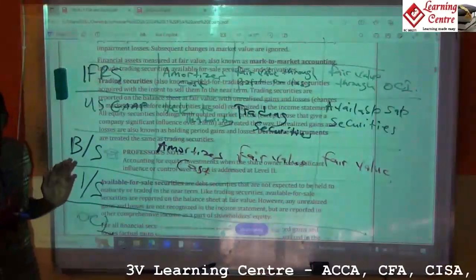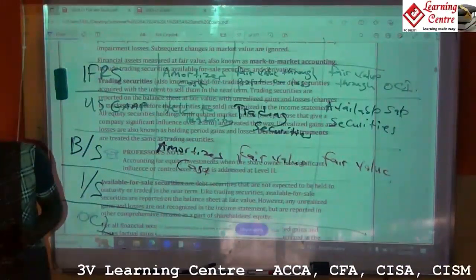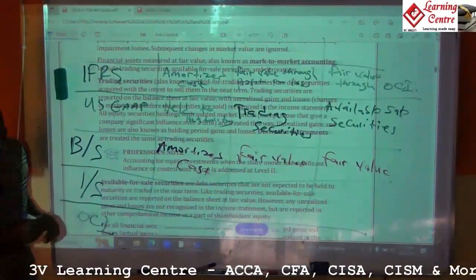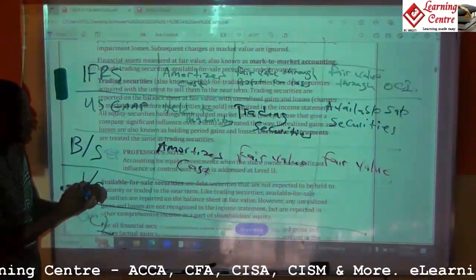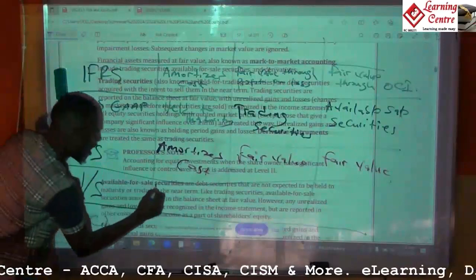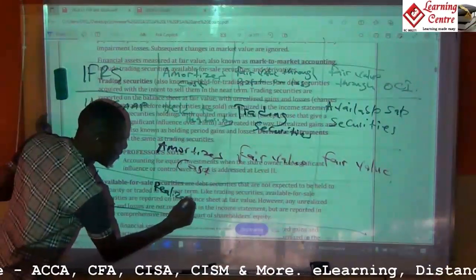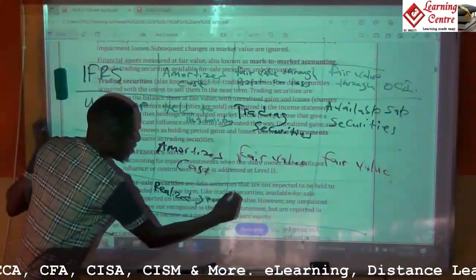I don't know if you get that. So how do we treat it in our income statement? It says that all realized gain, whichever category, goes to your income statement. Realized gain.